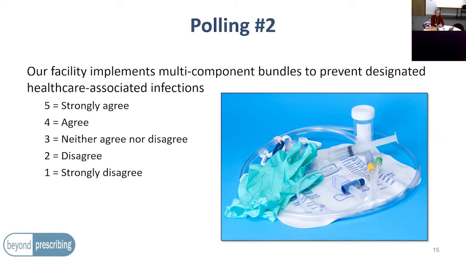Anybody with a CAUTI bundle out there that they educate on or measure or do surveillance for, a prevention bundle? In acute care, we use bundles for surgical site infection, ventilator-associated infection, catheter-associated infection. Good, so we have some bundles out there. What are people bundling on? Is it mainly CAUTI? Anybody want to type in or share?